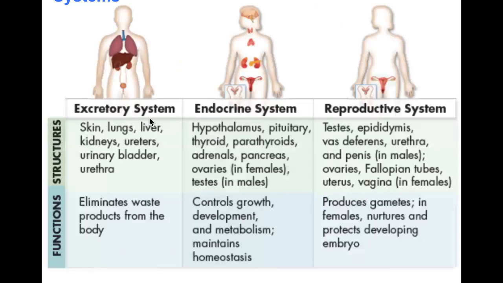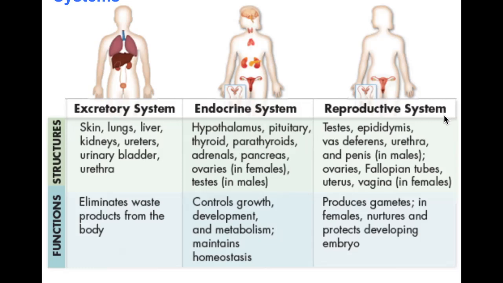The excretory system, the structures are the skin, lungs, liver, kidneys, ureters, urinary bladder, and urethra. The function is it eliminates waste products from the body. The endocrine system includes the hypothalamus, pituitary, thyroid, parathyroids, adrenals, pancreas, ovaries in females, and testes in males. It controls growth, development, and metabolism, and it maintains homeostasis.